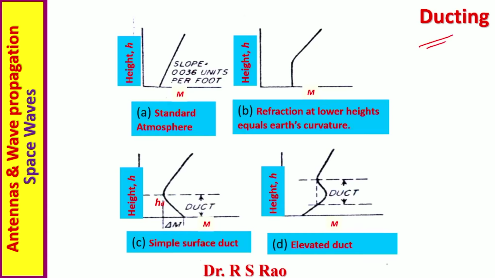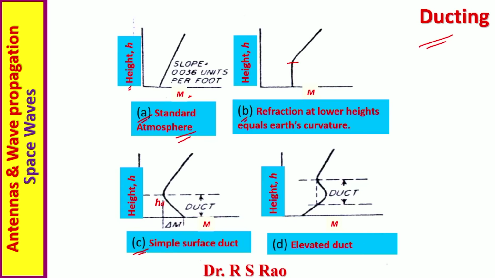Here the ducting phenomenon is explained in diagrams. In A is shown standard atmospheric conditions. A describes variation of M with height h. M stands for modified refractive index, h for height above the surface of the earth. There is a curve, its slope is 0.03 units per foot. In B is shown variation of M with height when refraction at lower heights equals Earth's curvature. Up to a certain height, M assumes a constant, fixed value. After that, M starts increasing with height.